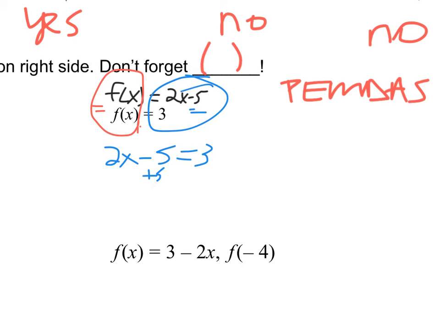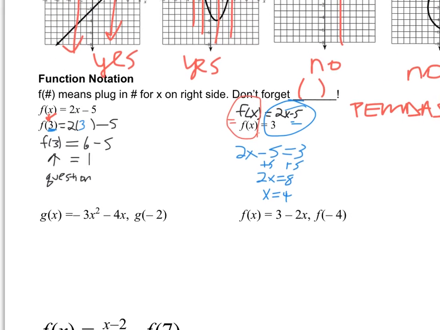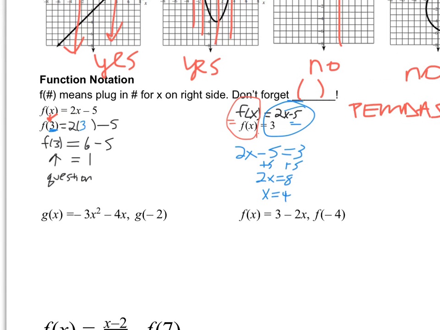And then we add 5 to both sides, and we get x equals 4. Notice, what did I get the first time? I got 1. So you get totally different answers 99% of the time, and when you don't, it's because of a funky situation. You get different answers depending on which way you do it. One, you're substituting in that value on the right. The other, you're setting the two values equal. So you have to pay attention to which situation it is in the problem.